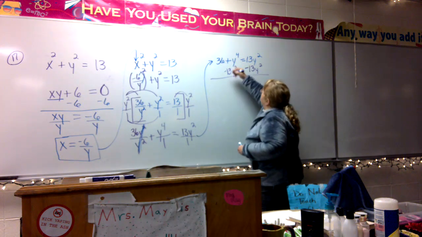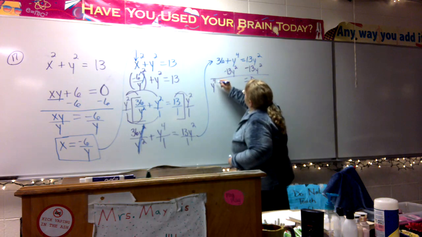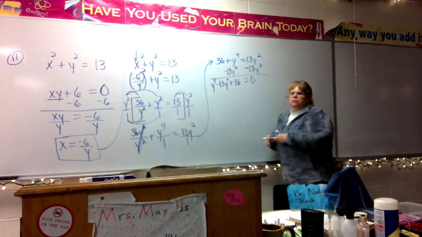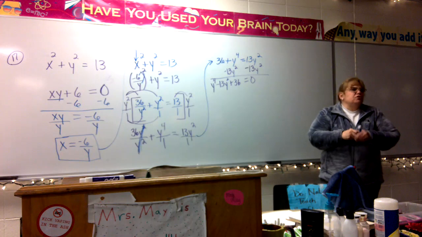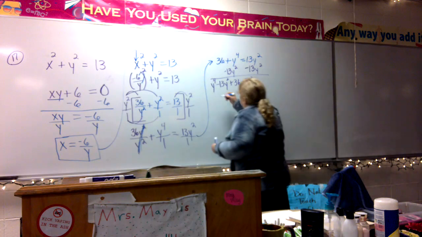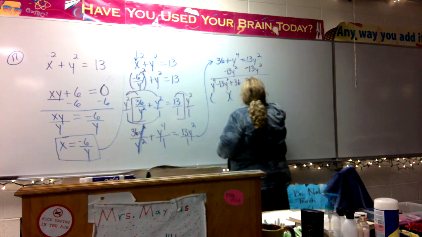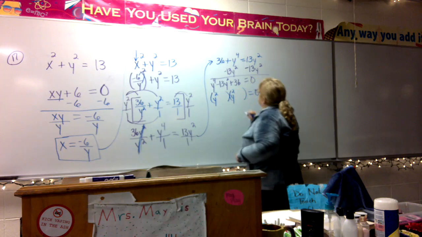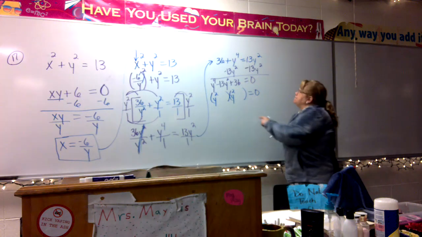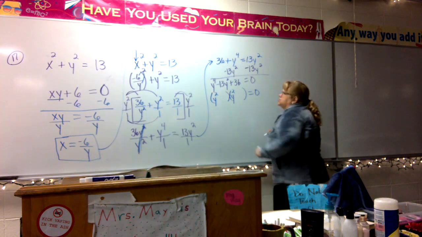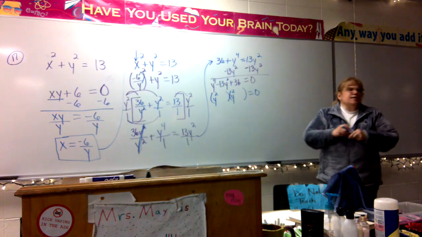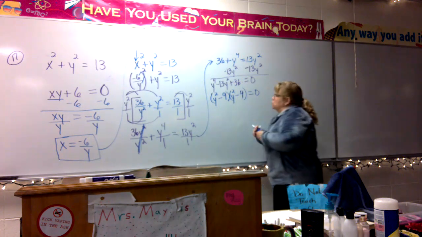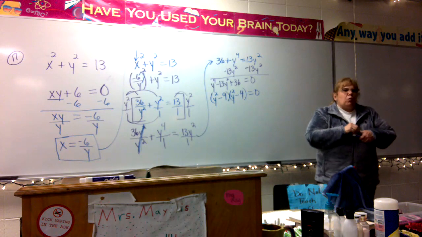On the left side, I think I'm going to rearrange those. Y to the 4th minus 13y squared plus 36 equals 0. Now you should be able to factor it. Y to the 4th, that's going to just be y squared and y squared. I need something that multiplies to 36 and adds to 13. 4 and 9, signs, both negative. -9, -4. Now, I've got y squared still.